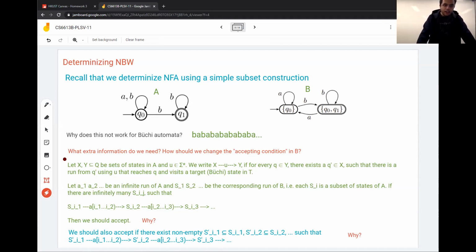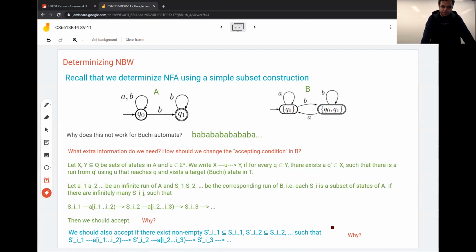Now, let's say that I have an infinite run of my non-deterministic automaton A. And let's call this run A1, A2, and so on. And now let's take the corresponding run of the automaton B, which is now determinized using this subset construction. So there is only one run in the automaton B, and the run is basically a sequence of subsets of states of A. So there's S1, S2, and so on. So I call the run in A, A1, A2, and the run here is called S1, S2, and so on.